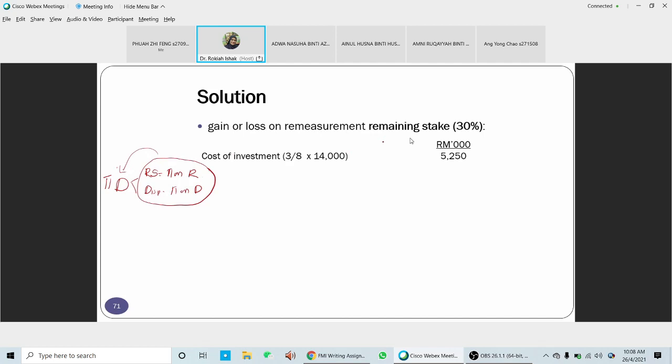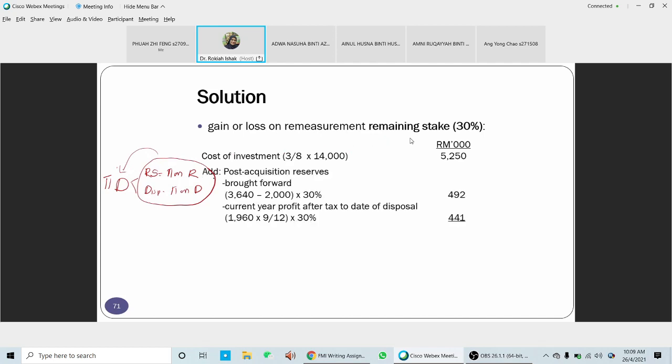To calculate for the remaining stake here, you need to compare the cost of investment and add the realization of post-acquisition reserve. Why do we need to add here? Because we want to find the new carrying amount, because later on we're going to compare it with the fair value. The original cost of your investment, for the remaining stake of 30%, is 30 times 14, so you're going to have 5250.